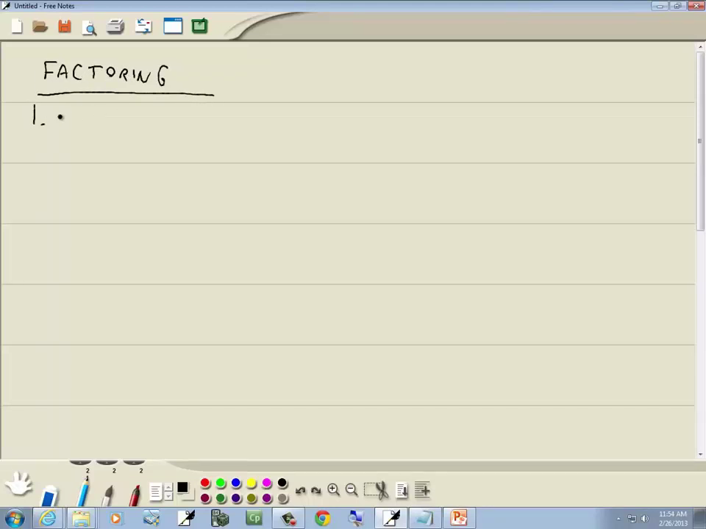Our first method of factoring is GCF. Now this stands for greatest common factor. And I'll put an asterisk by this. We always try to do this method. It doesn't mean it'll always work, but you always try to do it. When I say you try to do it, you look at it and see if they have something in common.